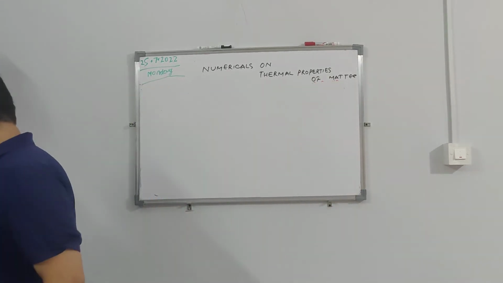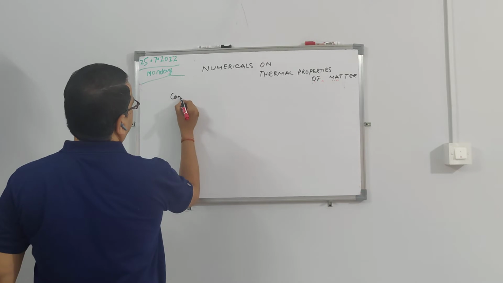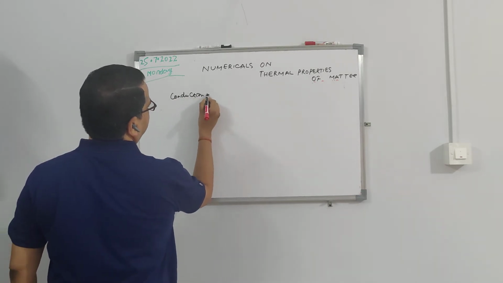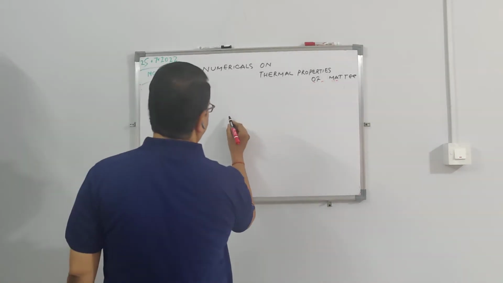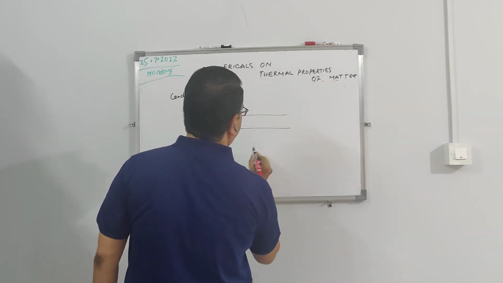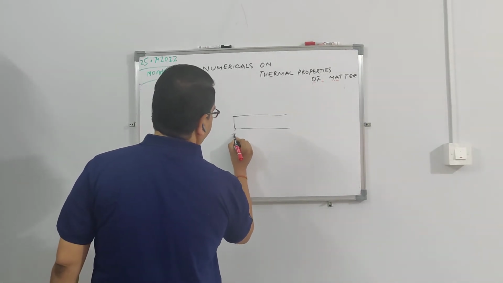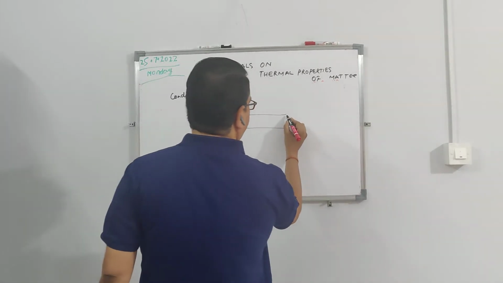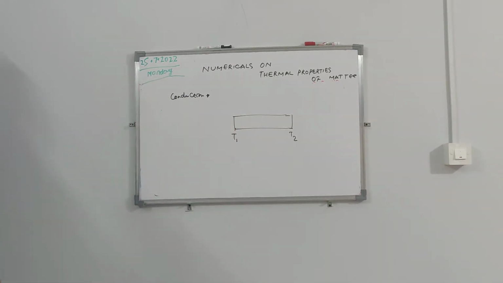So the numerical related to conduction. There is a conduction. Now what is the governing formula? Let us say I have an iron rod. Let us say my temperature at one end is T1, it is absolute temperature, and my temperature at the other end is T2. So that is the temperature.